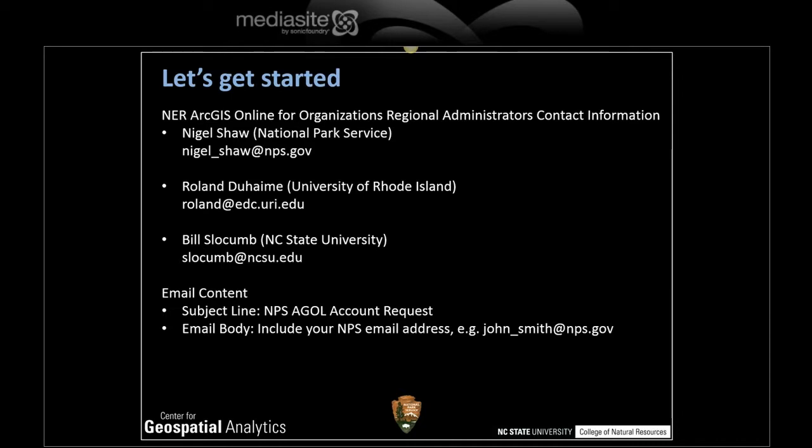So, how do you request an account? Well, you can email one of three people, and each of these three folks work with the National Park Service. Nigel Shaw out of the Boston, and Roland Duhane, who works at the University of Rhode Island, and myself down at NC State University. We all have the ability to create an account for you and notify you that that account has been created.